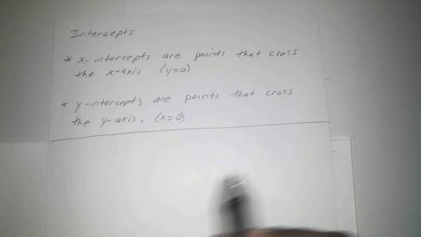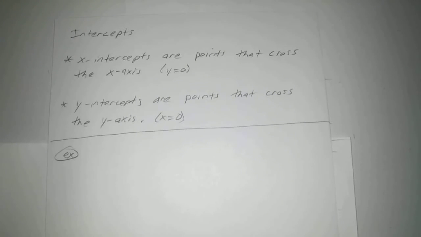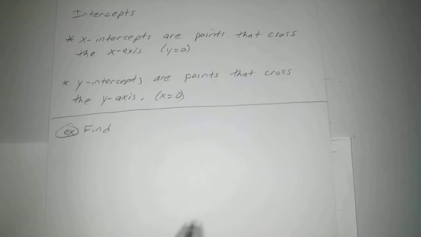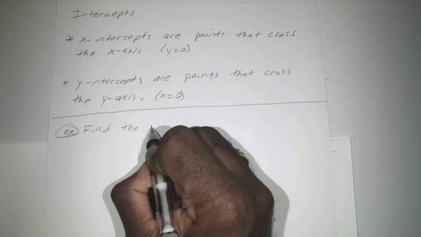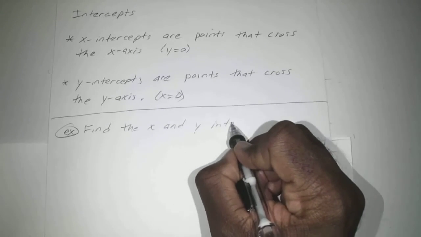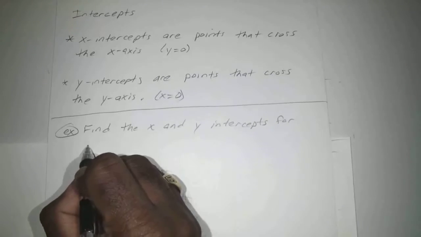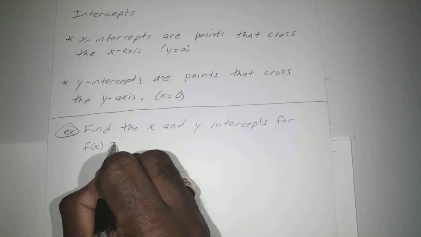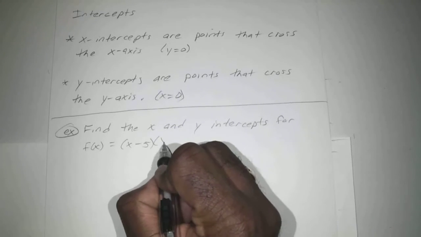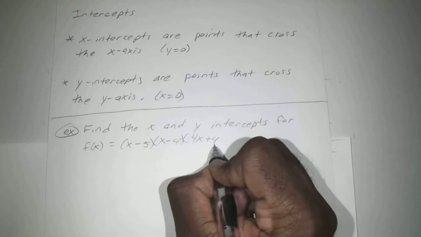Okay, so let's say, for example, if we want to find the x and y intercepts for f of x equals x minus 5 times x minus 4 times 4x plus 4.